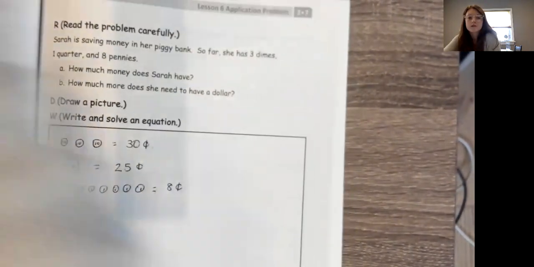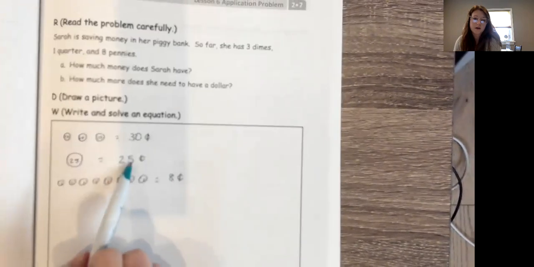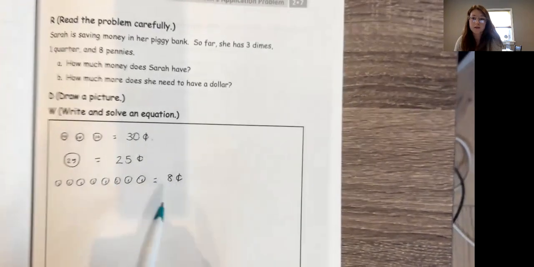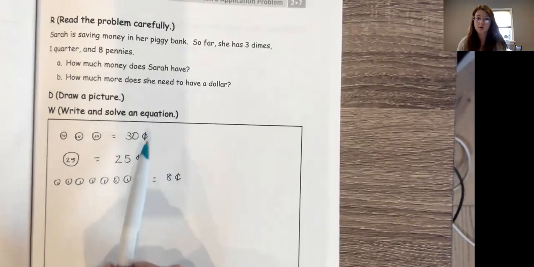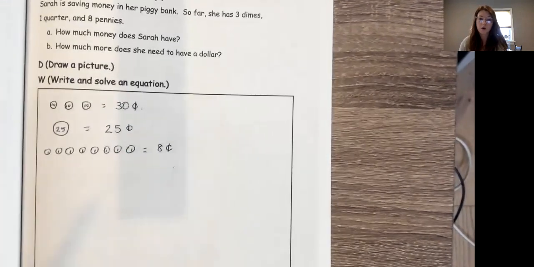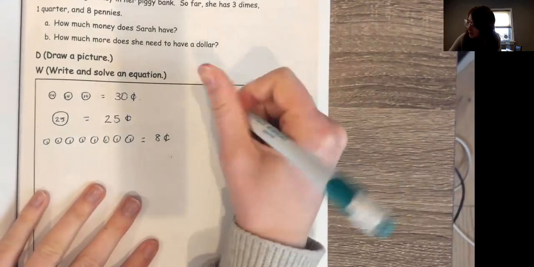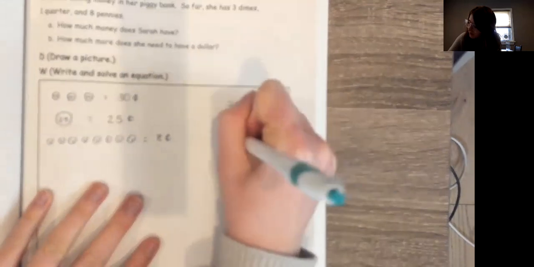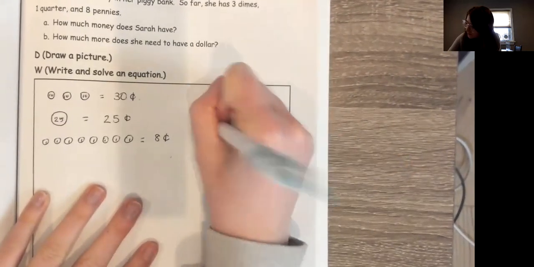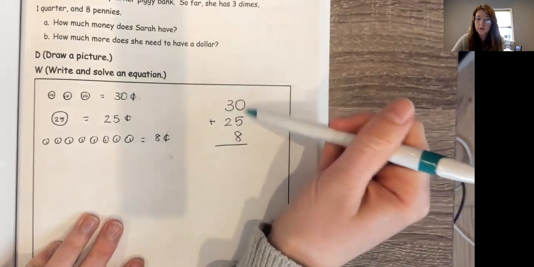Okay, so I just found out how much she has with her dimes, her quarter, and her pennies. So now I need to figure out how much money she has all together, right? And in order to figure that out, I'm going to add up all of the money that she already has. So we're going to add 30 plus 25 plus 8. One thing I could do is do this part by part, 30 plus 25 and then plus 8. I'm just going to add them all up.